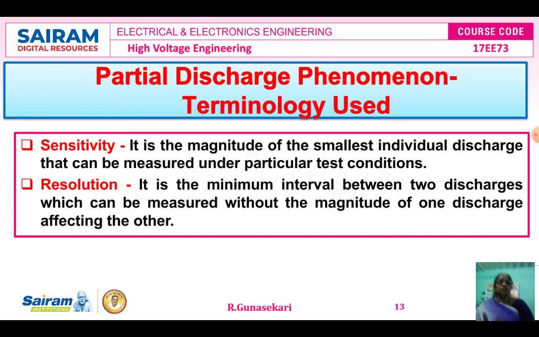So these are the terminologies, all are definitions only. So you should not change this wording, because these are definitions. Okay, this is the terminology. 11 terminologies which are used in the partial discharge phenomenon for non-destructive testing of materials and electrical apparatus.